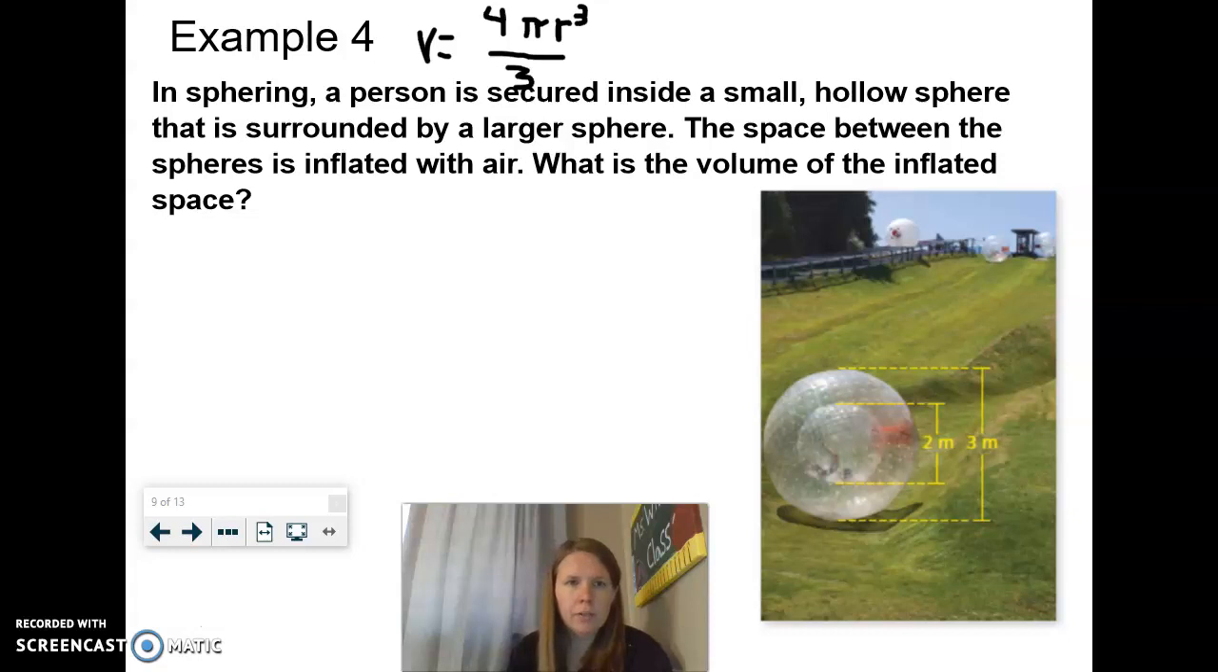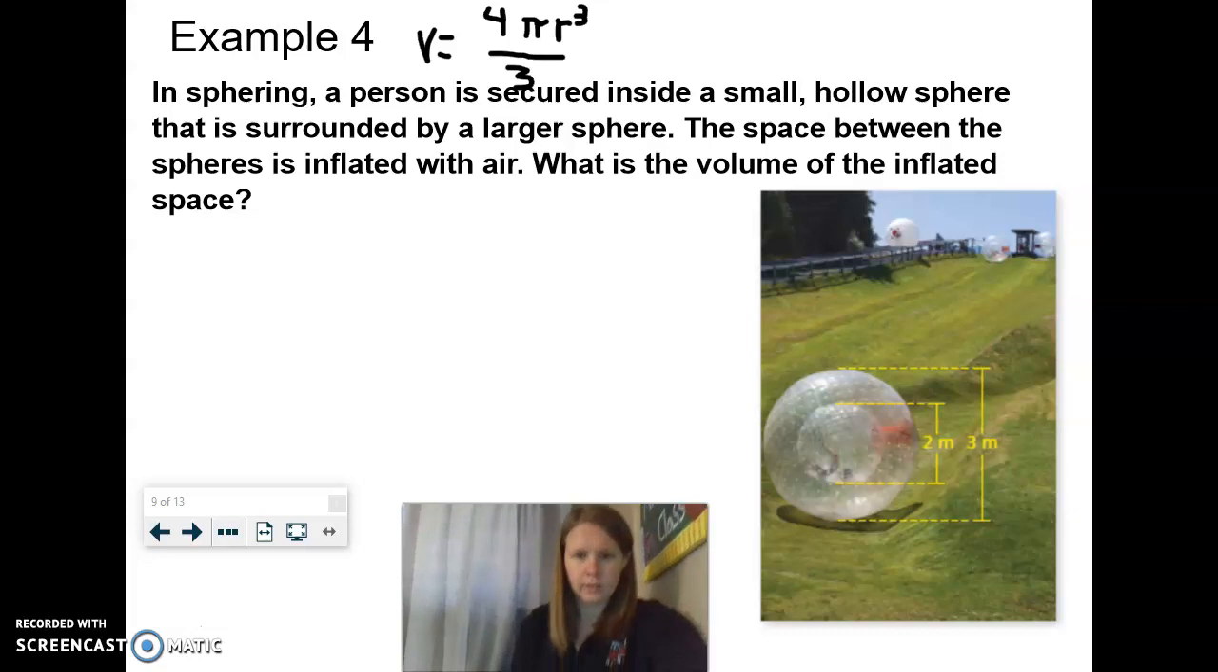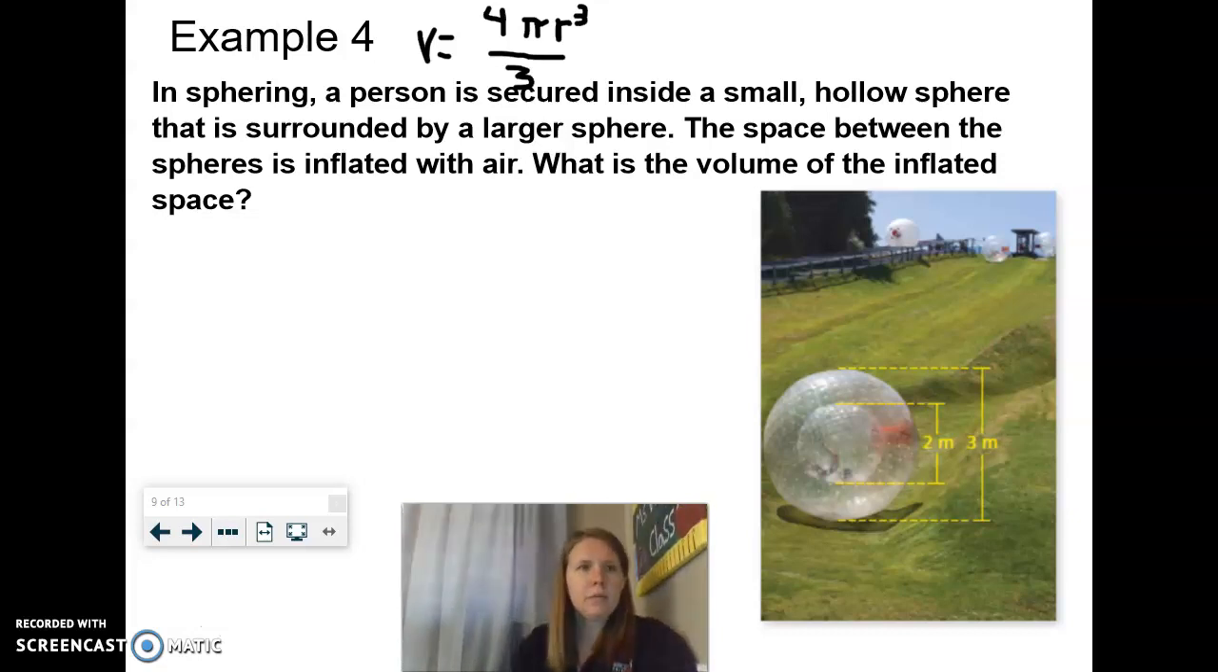In part 1 we finished off here at example 4, so we are going to start with example 4 and then continue on. Example 4 says, in sphering, a person is secured inside a small hollow sphere that is surrounded by a larger sphere. The space between the spheres is inflated with air. What is the volume of the inflated space? So this is kind of a review of what we have been doing so far.